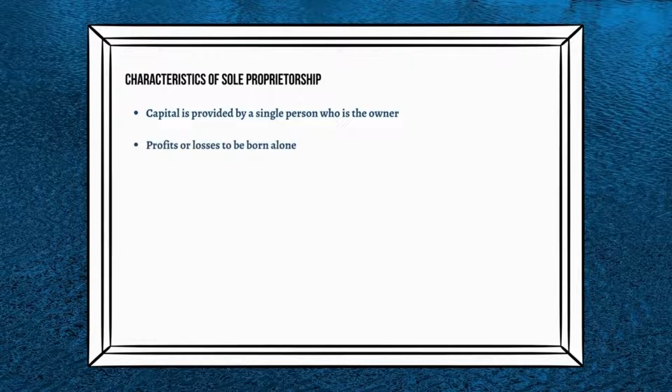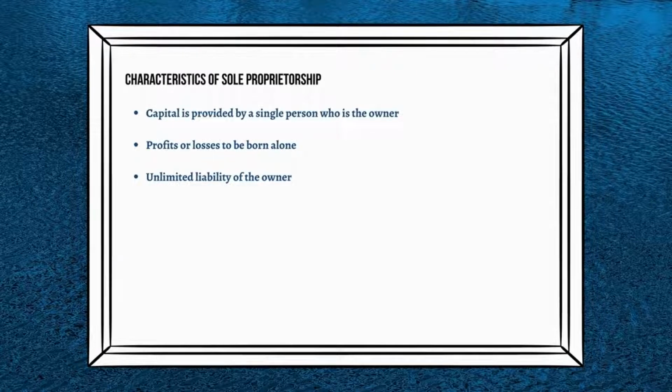Profits or losses are borne alone. All the profits earned by a sole proprietorship belong to the owner. Also, if there is a loss, the owner should bear it alone. Unlimited liability of the owner in a sole proprietorship. The owner's liability is unlimited. Accordingly, the liability is not limited only to the capital that had been invested. In order to settle liabilities of the business, the owner might be required to use his properties external to the business, and there is no limit for such commitment.